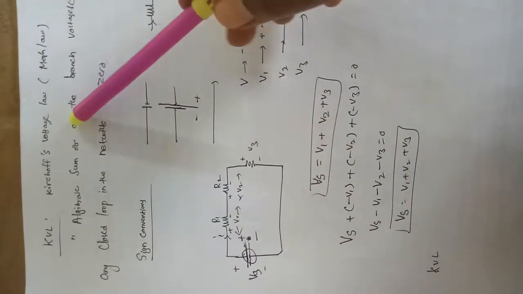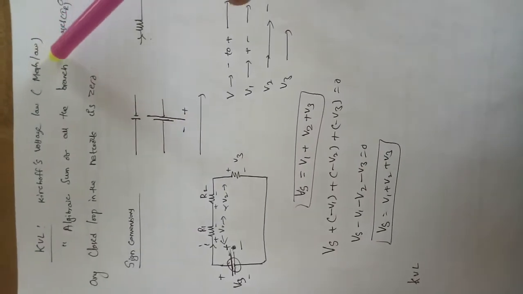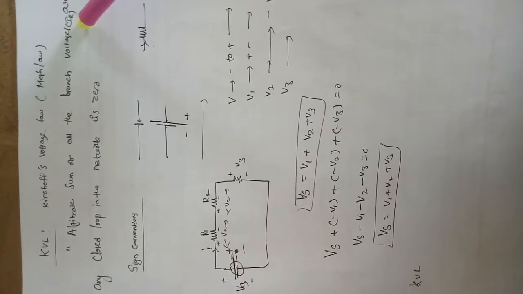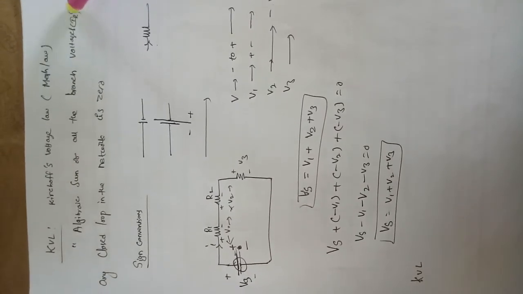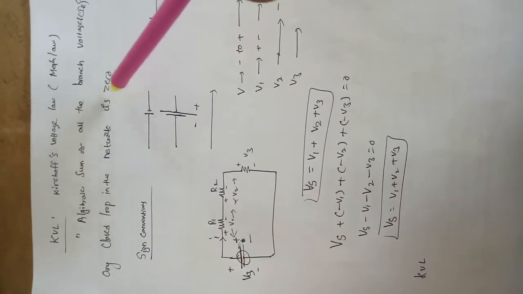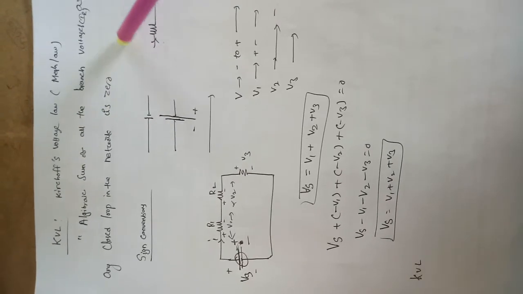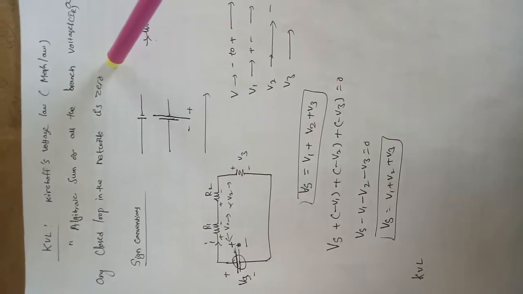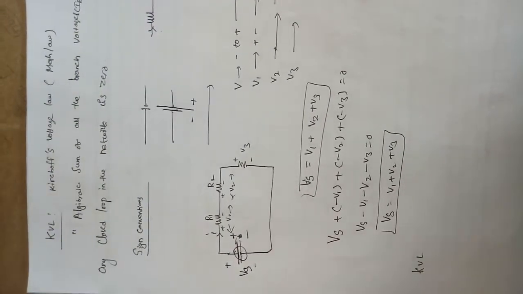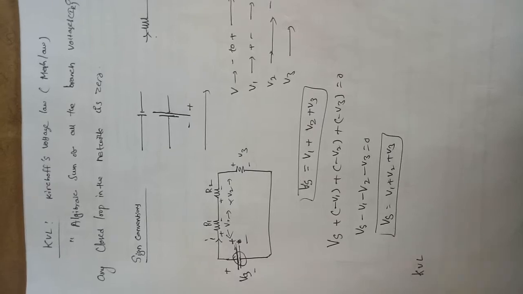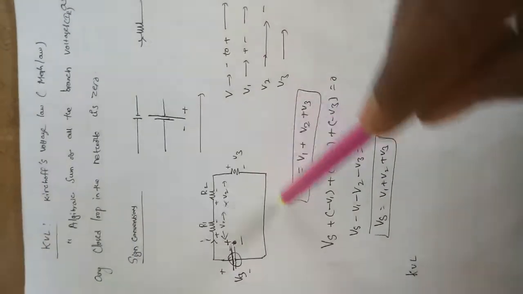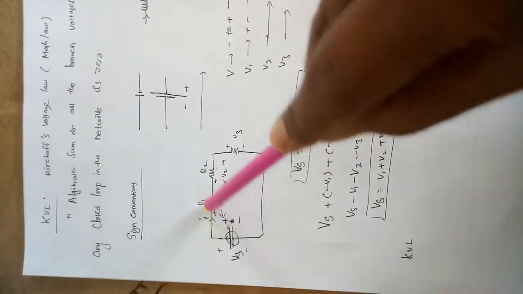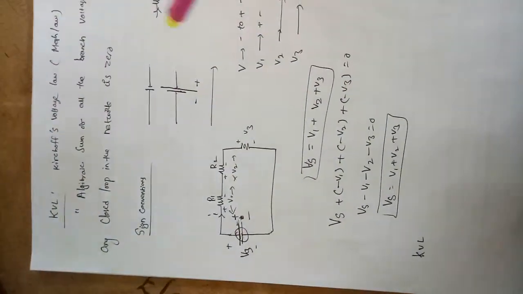Next is Kirchhoff's Voltage Law, KVL. It is also called the mesh law. The law says that the algebraic sum of all the branch voltages or voltage drops in any closed path is equal to 0. Voltage drop means V equals IR. The algebraic sum of voltages or voltage drops in any closed path of a network, with current in a single direction, is 0.